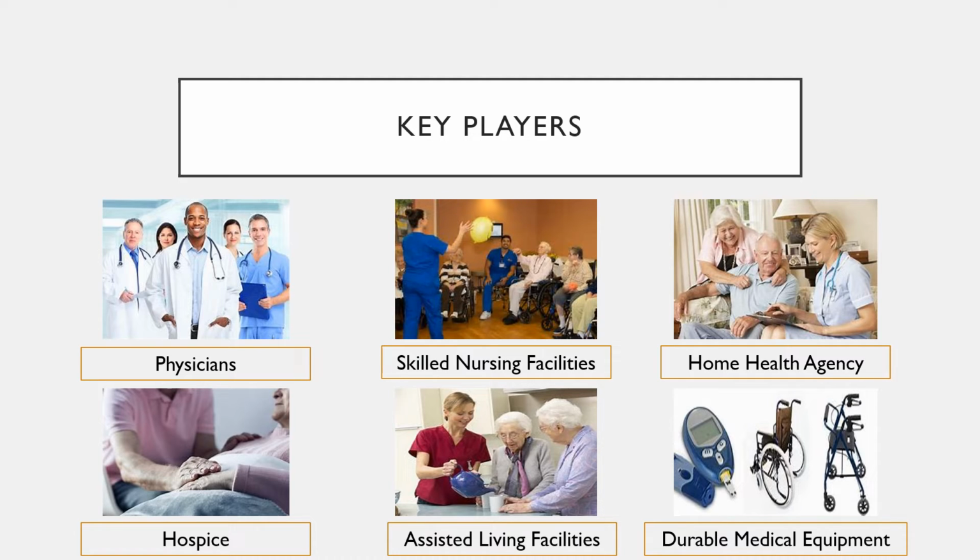Assisted living facilities are for those who need help with everyday tasks. Medicare does not cover the cost of assisted living, which is very important to know. Individuals do have access to their services 24 hours a day at these facilities. And then the last key player is durable medical equipment, which is prescribed by a doctor for use in the home. And this can include walkers, hospital beds, diabetes testing supplies, or CPAP machines.